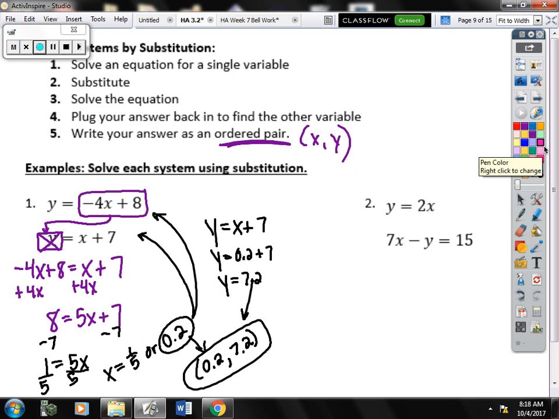Okay. In number 2, one of our variables is already solved for, y equals 2x. So I can use the substitution property to take 2x and substitute it in for y in the second equation. So this will become 7x minus 2x equals 15. Those of you that are in geometry, you can use this process when there are two variables in the vertical angle problems too. This can help you. You don't have to do it, but you can.